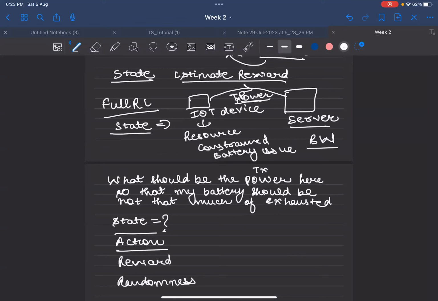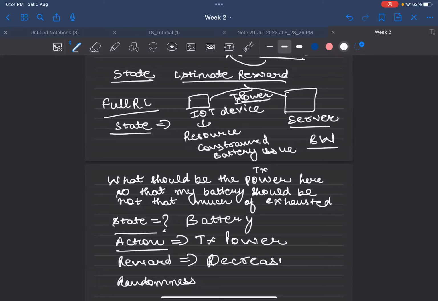I think the state should be the current battery charge. Yeah, okay, battery SOC. Action: the transmission power, the amount we exhausted. Reward: the decrease of the remaining battery. Decrease, I can say, that is the cost.